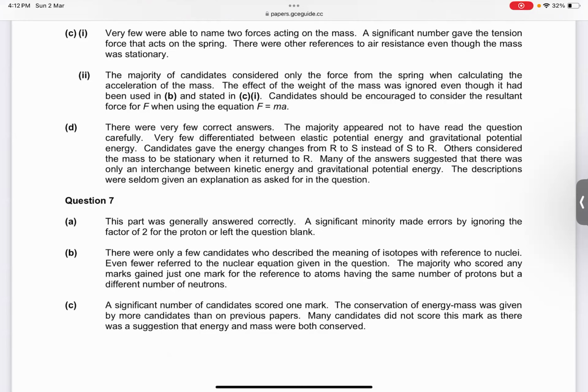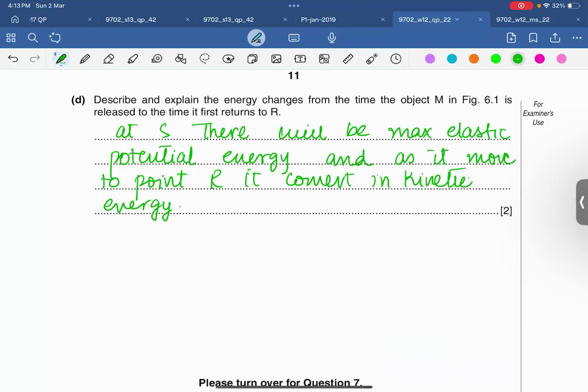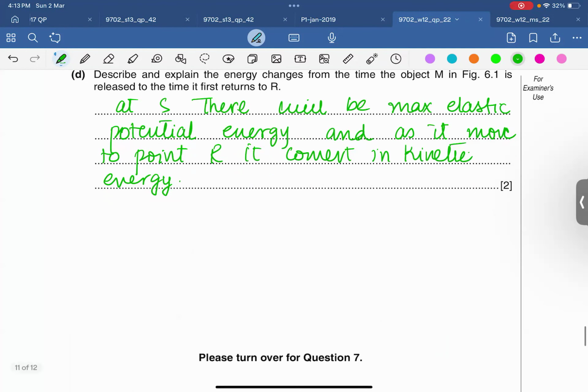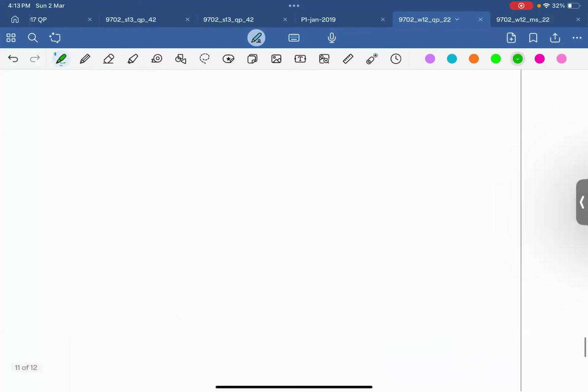Others consider the mass to be stationary when it returned to R. It's not possible. It will reach the maximum speed, but maximum constant speed. Okay, many of the answers suggested that there was only an interchange between the kinetic energy and the gravitational potential energy. The description was random. Given explanation as asked for this question. Okay, fine. So I think this is correct. Converted to kinetic energy. I can add one point as the speed increases. That is correct now.